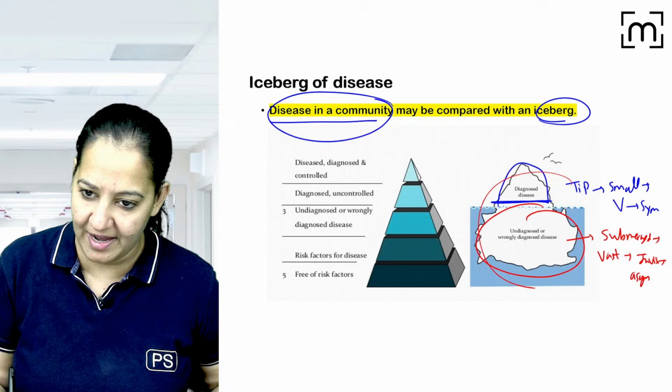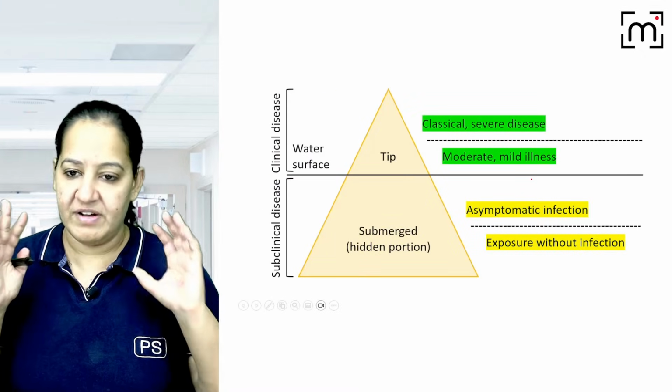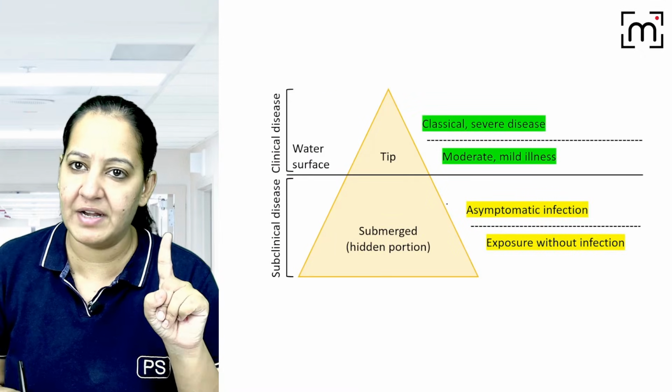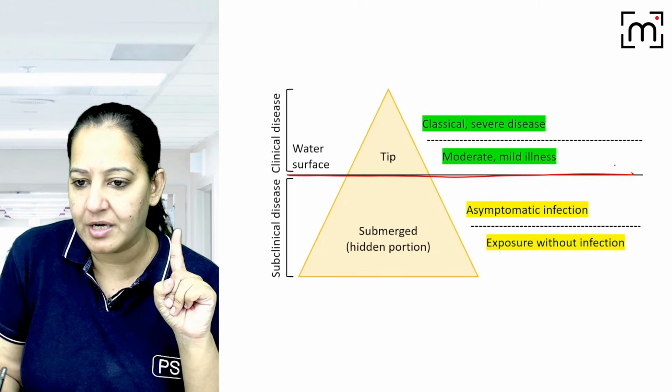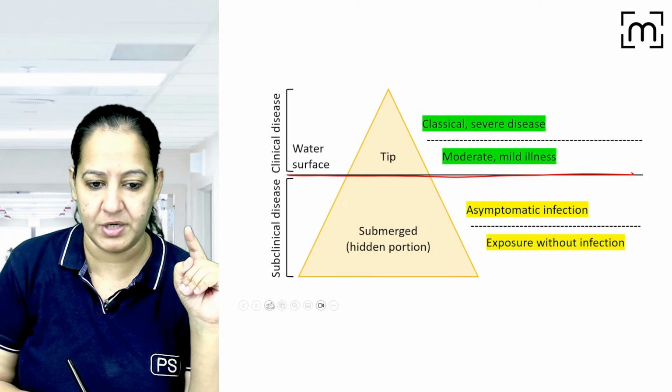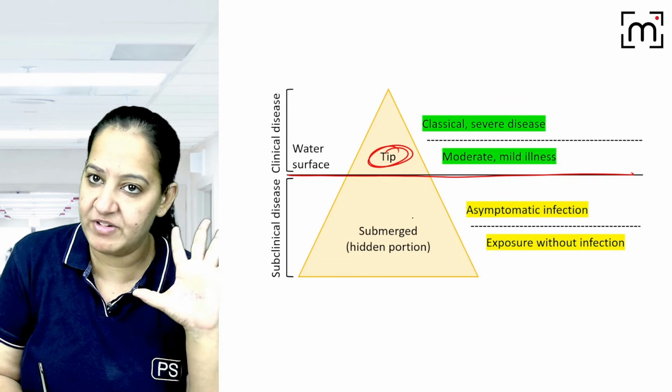Whichever way you draw this diagram, the meaning is the same. Draw one diagram. You can see this is the junction. See the tip, and see the submerged portion. Here also you can appreciate that this is the tip, which is small.